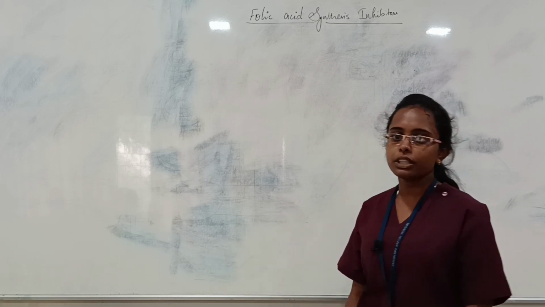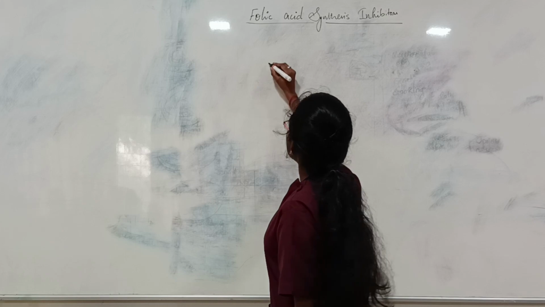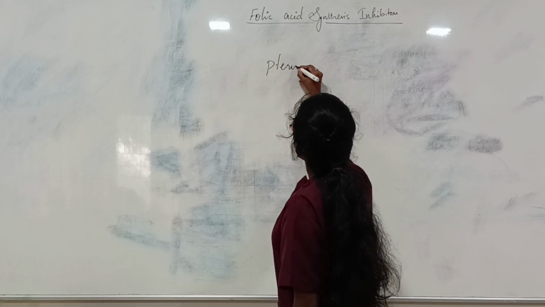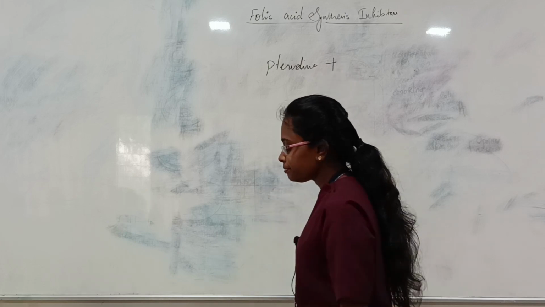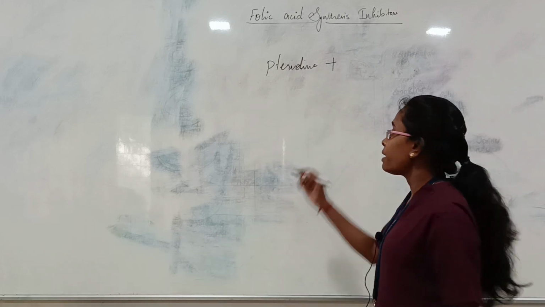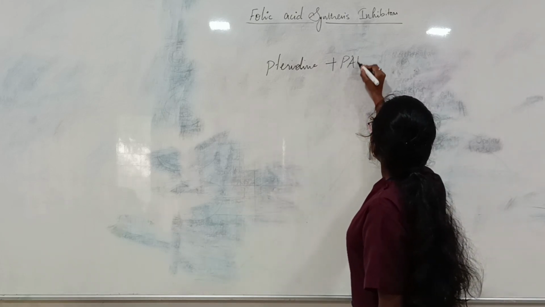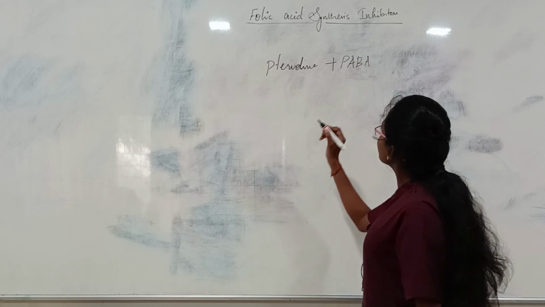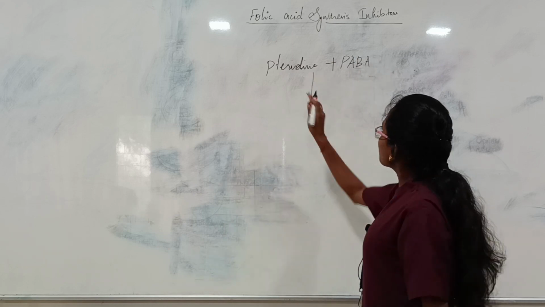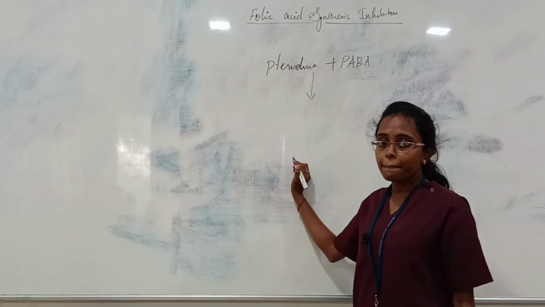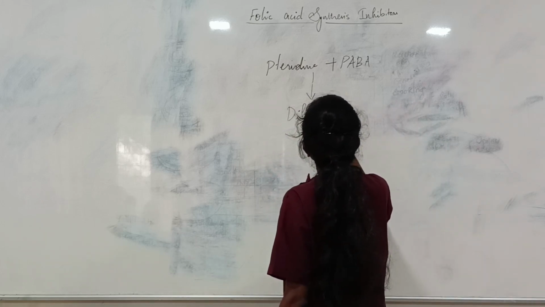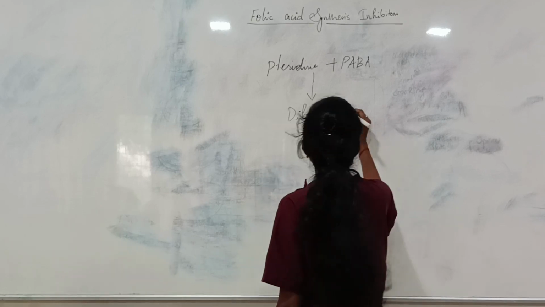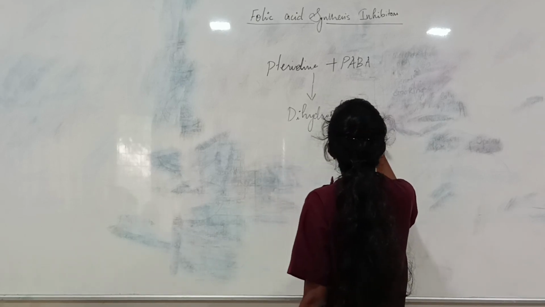I will give the clue, you should tell, okay? First start with pteridine. Pteridine plus PABA. What is PABA? In combination it will give dihydrofolate, dihydropteroic acid.